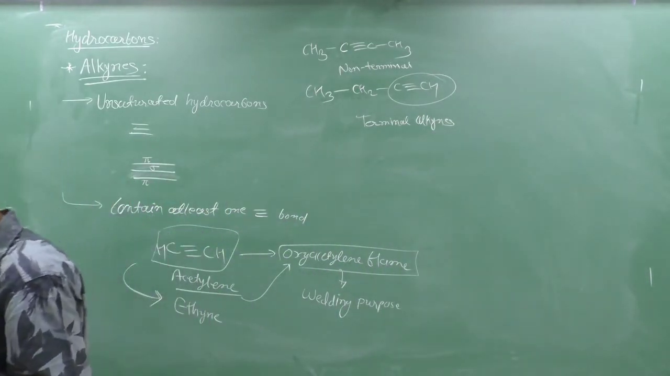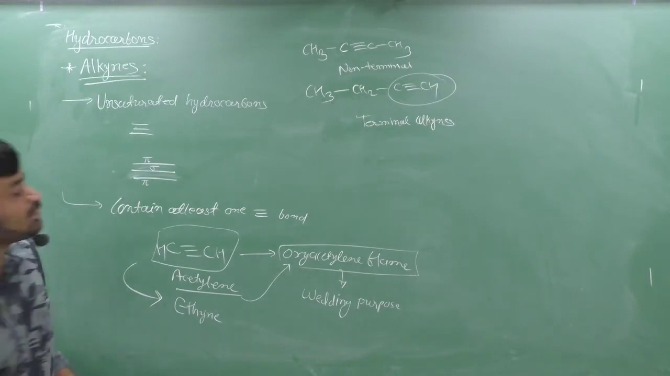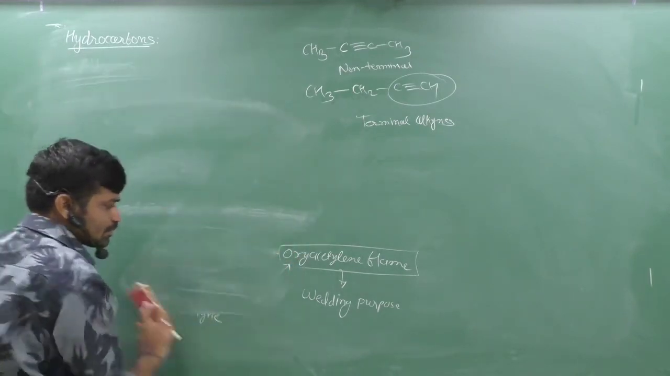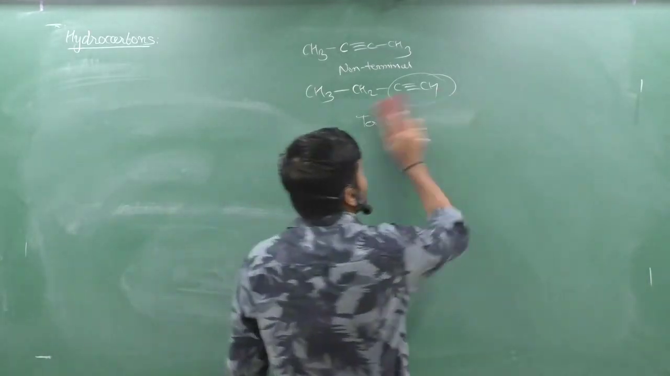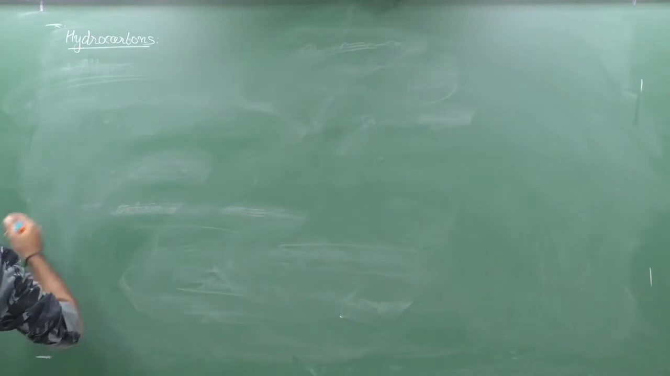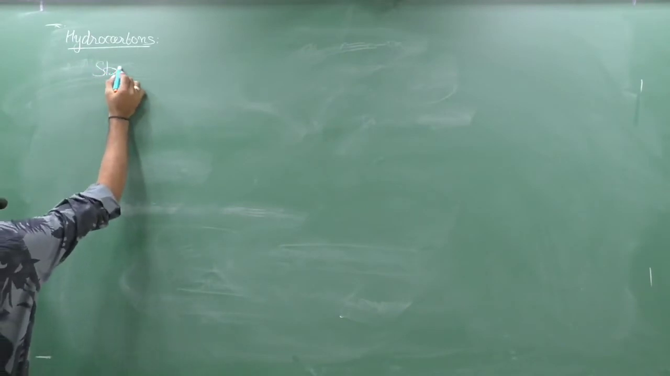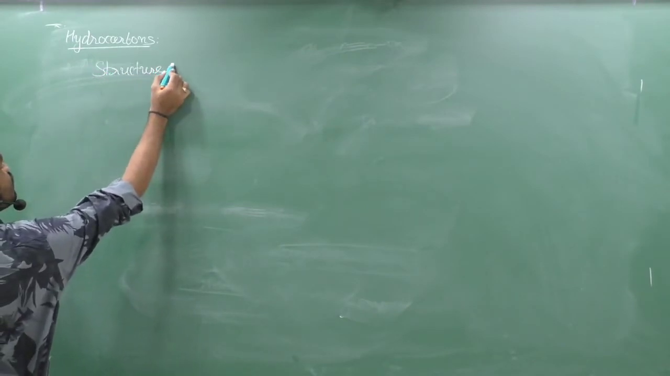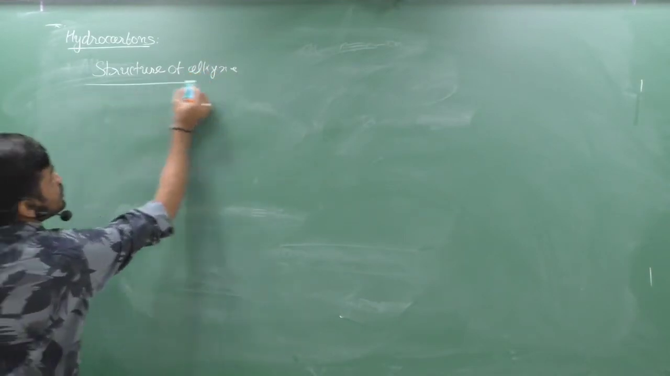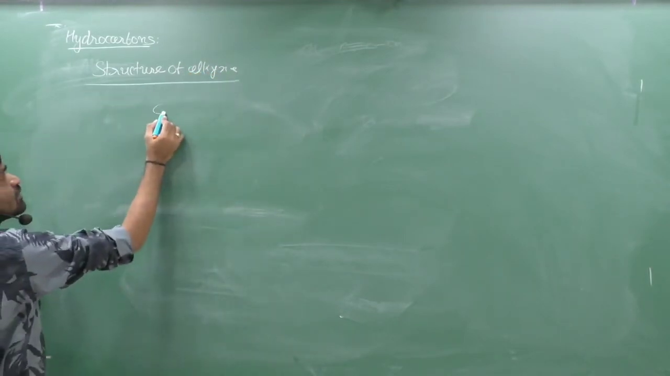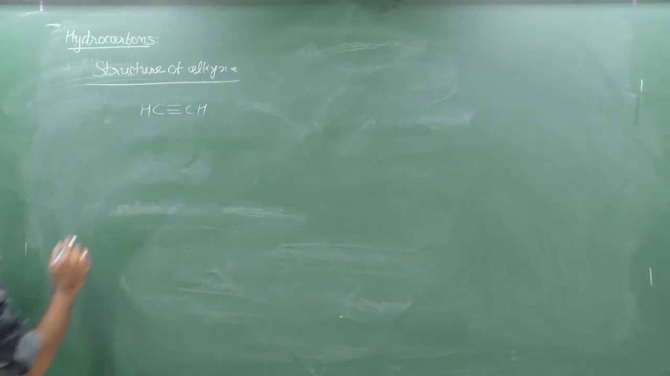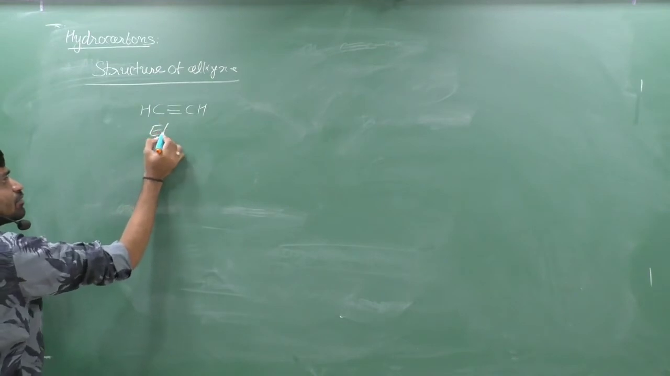Now we can discuss the structure of alkyne. Isomerism and IUPAC nomenclature were discussed in the previous lectures, so here we will not discuss them. Structure of alkyne. Suppose we take a simple example: C triple bond C, H and H, acetylene or ethyne.